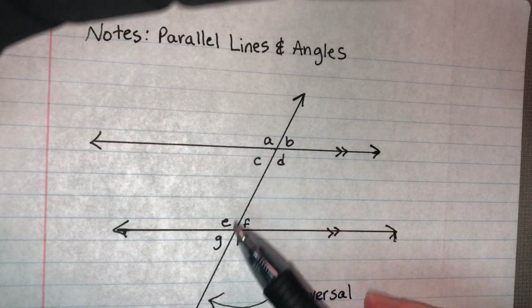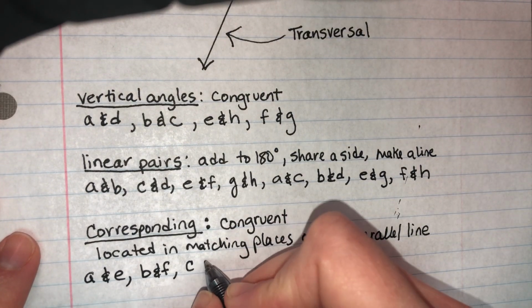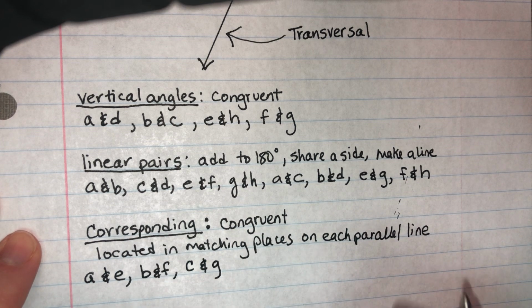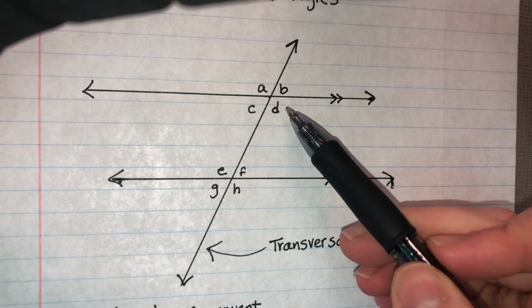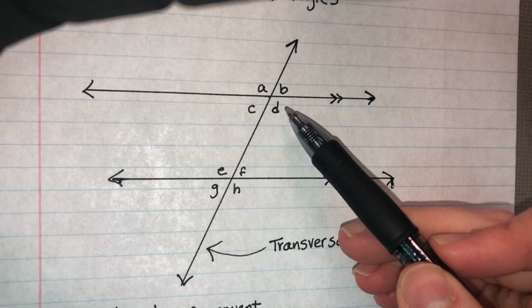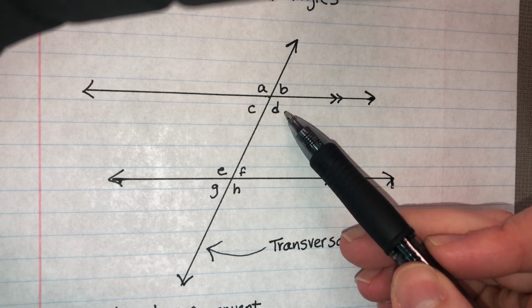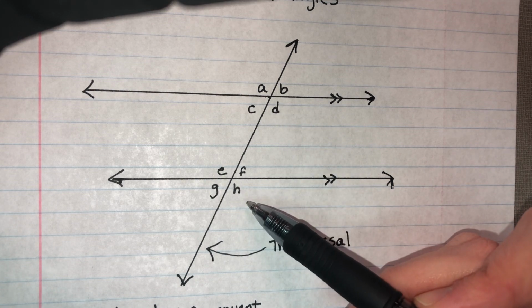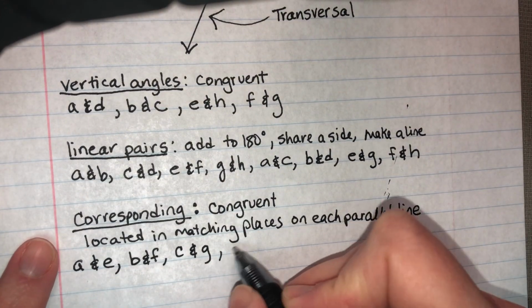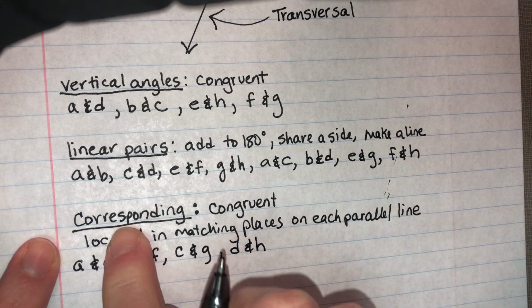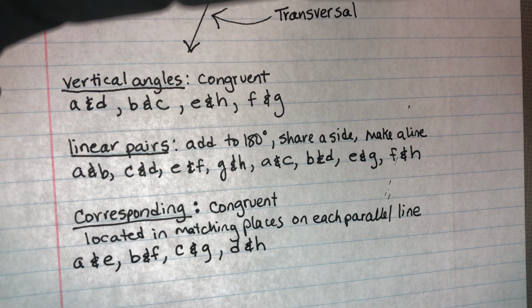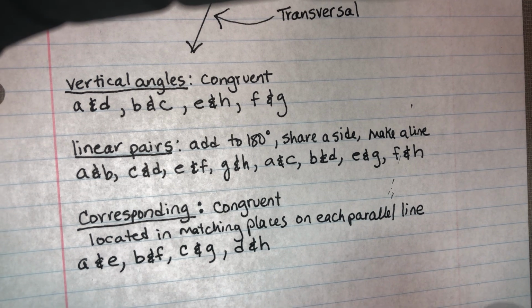Angle C and angle G are another pair of corresponding angles. They are congruent. And the last pair of corresponding congruent angles are D and H, bottom right of each respective parallel line. So D and H are corresponding angles. And that completes all of the pairs of corresponding angles.